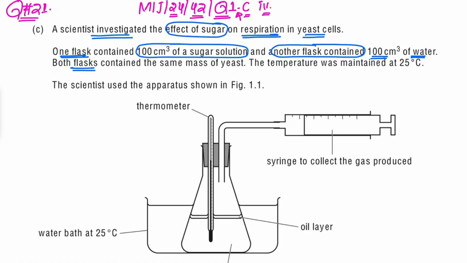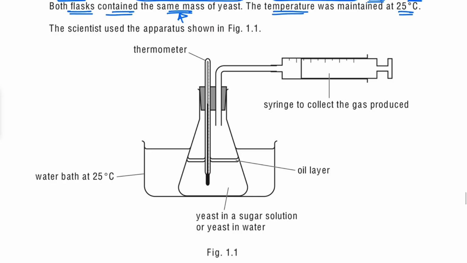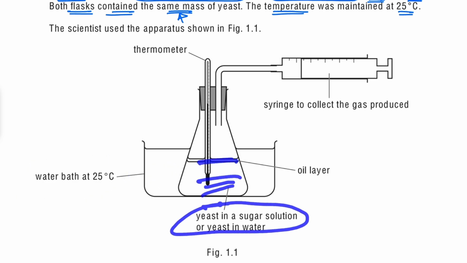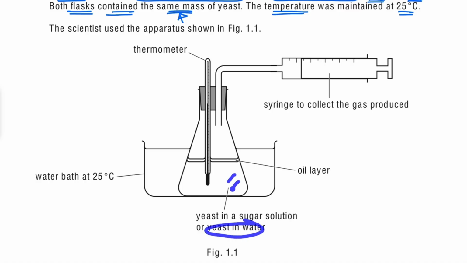And now further they say that both the flasks of the sugar and the water have added the same amount of the yeast, and the temperature of that was kept constant at 25 degrees centigrade. And they have shown you the diagram of the apparatus which they have included. Like here we have the water bath and the temperature is maintained at 25. And here we have the yeast in sugar solution, or the yeast could be there in the water. And now they have placed a layer of oil on the top of it. Now that actually prevents the oxygen from getting exposure to the yeast, and by that, the yeast here would be respiring anaerobically, and when the CO2 is being released, ultimately the CO2 would start to collect here.